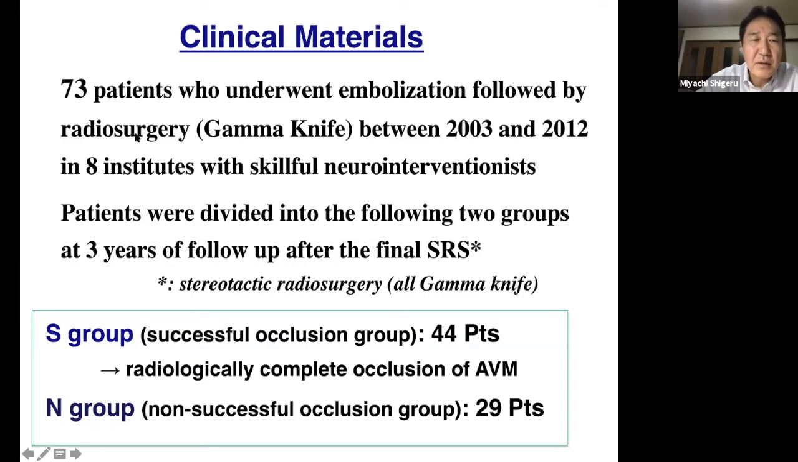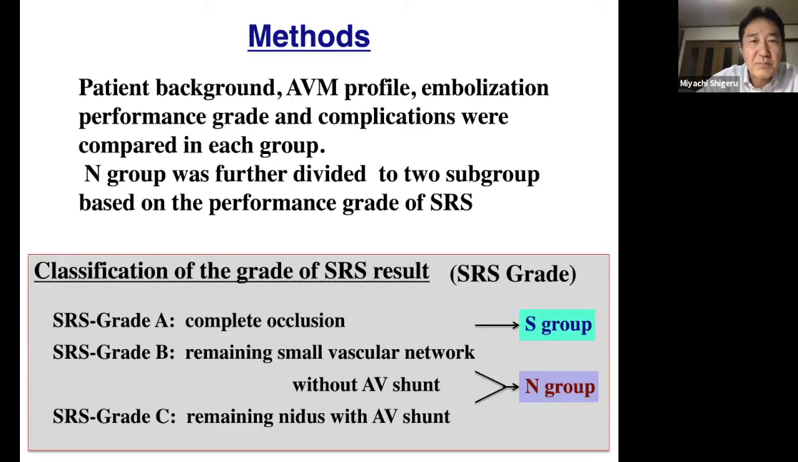So we checked and harvested 73 patients for the embolization plus Gamma Knife cases. The successful group is 44 patients, and the non-successful occlusion group is 29 patients. This is a very strict classification, and this is the clinical data profile. We classified the radiosurgery result into three grades, A, B, and C. Grade A is a complete occlusion. Grade B is a remaining small vascular network, but no shunt. This is a strict classification. And grade C is a remnant nidus with AV shunt.